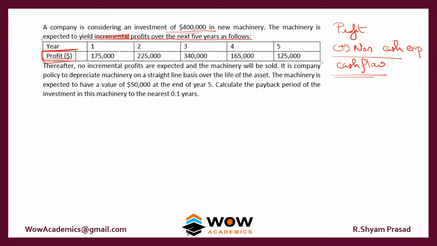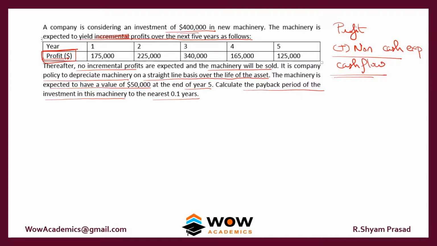So we'll read it. Thereafter, no incremental profits are expected and the machinery will be sold. It is the company's policy to depreciate machinery on a straight line basis over the life of the asset. The machinery is expected to have a value of 50,000 at the end of the 5th year. Calculate payback of the investment in this machinery to the nearest 0.1 years. So in this problem, before doing the payback, we have to find out the cash flow from the profit.